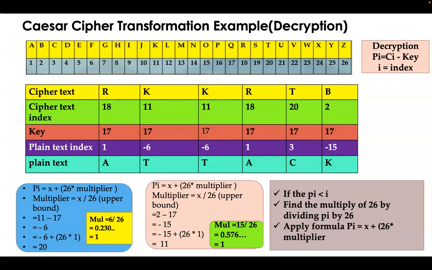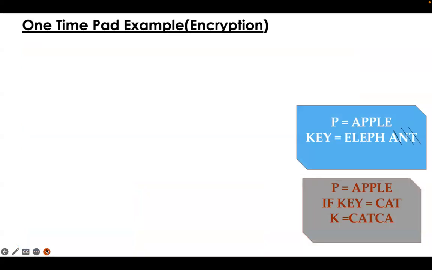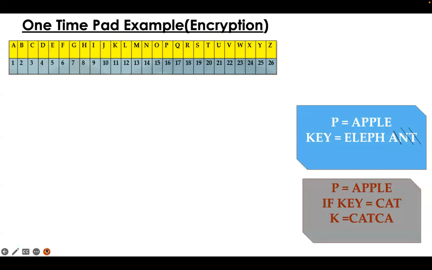Now this was the concept of Caesar cipher. Now we will talk about one-time pad. One-time pad is nothing more than an upgraded version of Caesar cipher. Everything is the same except some additional things. Like we have this index and alphabets, numbers. Then we have the same encryption formula as our Caesar cipher.